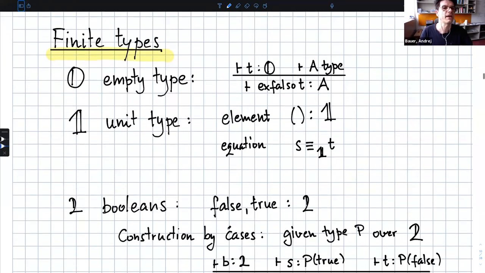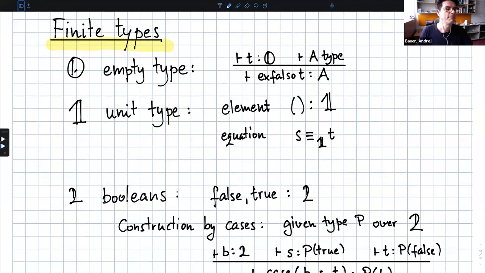Okay, so then we have finite types. We have the empty type. The rule for the empty type says that if you have an element T of the empty type, then you can get an element of any other type. The way you read this rule is it says that zero is as empty as all the other types. Then we have the unit type, which has a single element, which I write as an empty tuple.